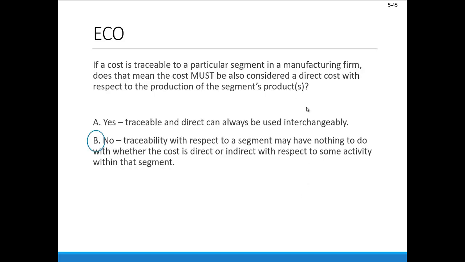So the best answer there is actually no. Traceability with respect to a segment might have nothing to do with whether the cost is direct or indirect with respect to some activity within that segment. Okay, so we can't make an unequivocal statement that traceability and directness are associated.